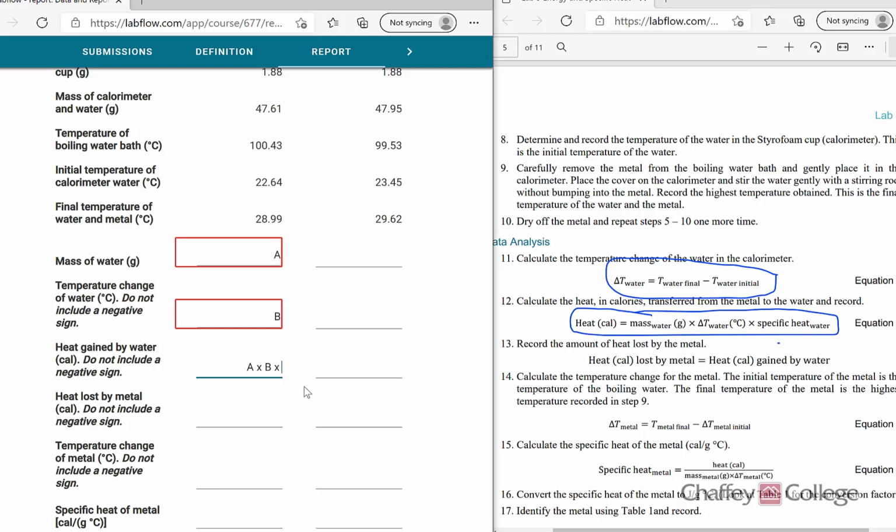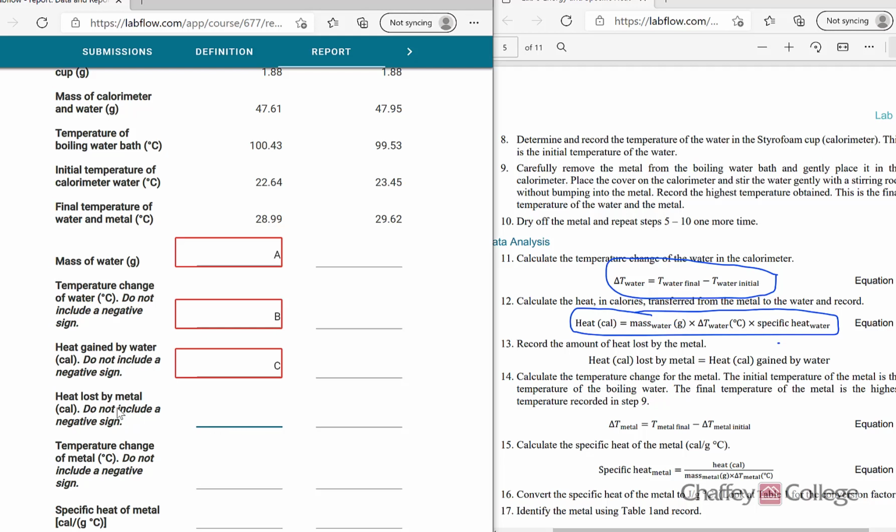If you read the PDF file, you will find that the specific heat of water is 1 calorie per gram degree Celsius. Don't include the unit, just include the value. So it's 1. A is mass of water, B is temperature change, times 1. Whatever value comes, that will be here. Let's call this C.